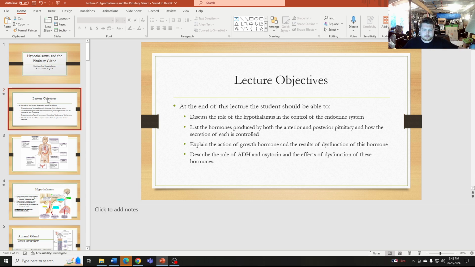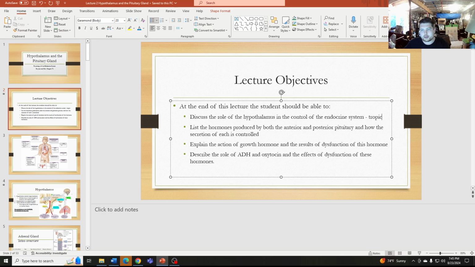So, learning objectives. There are 4 of them today, but these cover a lot of material. First, we want to discuss the role of the hypothalamus in the control of the endocrine system. We're going to talk a lot about tropic hormones. Tropic meaning change. These hormones are going to be one of the central control mechanisms to get stuff out to the rest of the body. We're going to look a lot at the feedback loops towards the end. Next, list the hormones produced by both the anterior pituitary and posterior pituitary, and how the secretion of each is controlled. Again, we'll look at a lot of those loops.